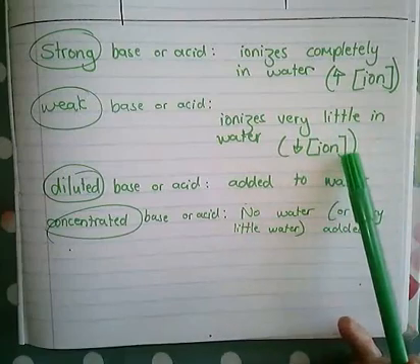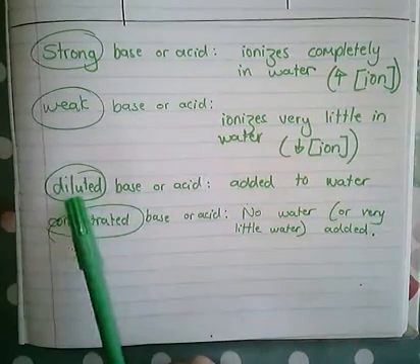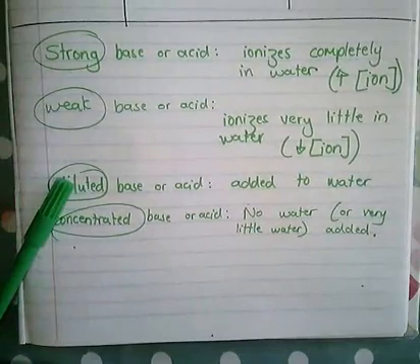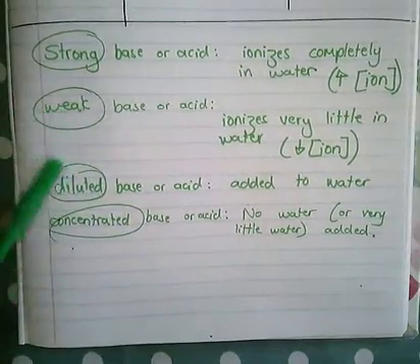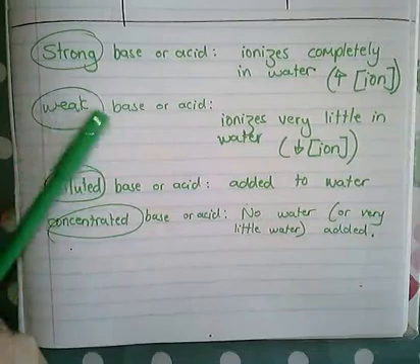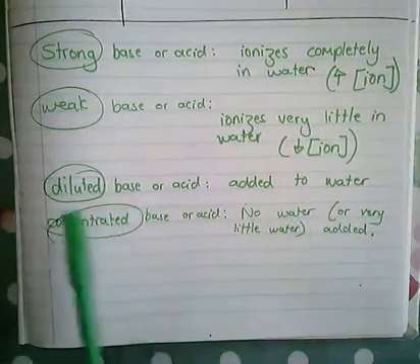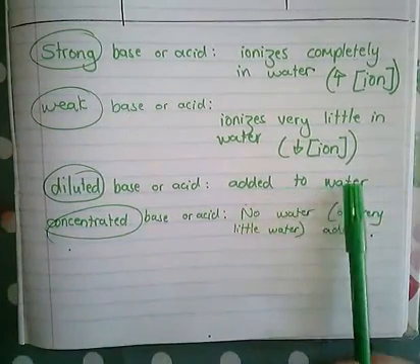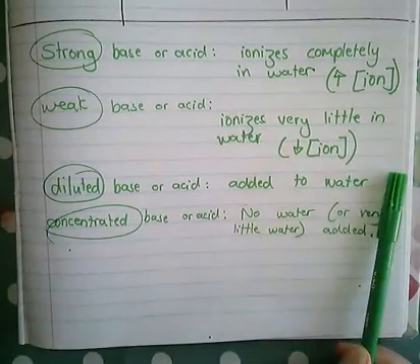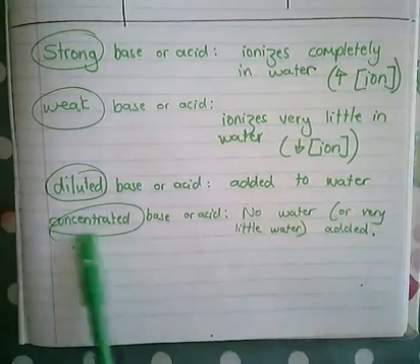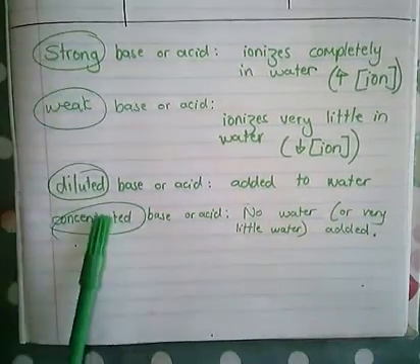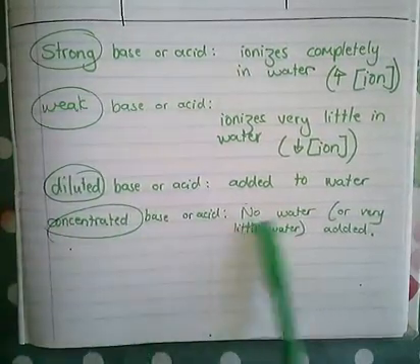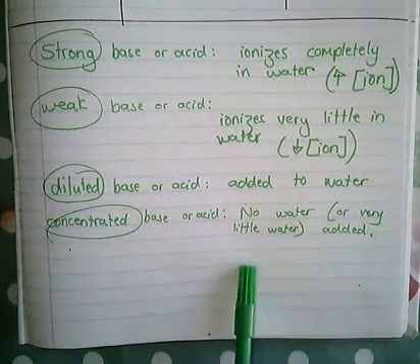Then, a diluted base or acid. You can either have a strong base or acid that's diluted, or a weak base or acid that's diluted. So diluted just means you have added water to it, or you have added it to water. Then it's diluted. Concentrated, you can have a strong concentrated acid or base, or a weak concentrated acid or base. That's when you don't have any water or very little water that has been added to it.